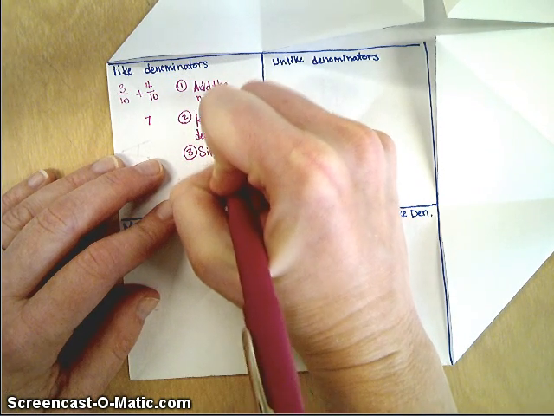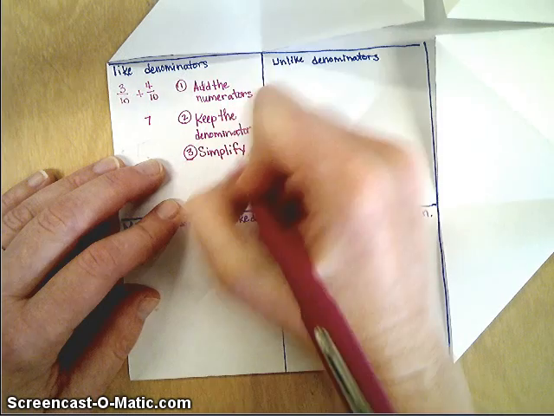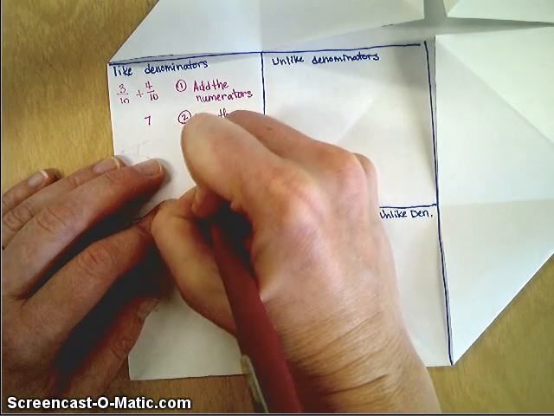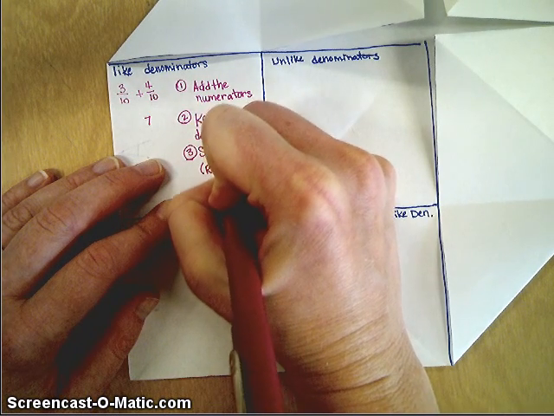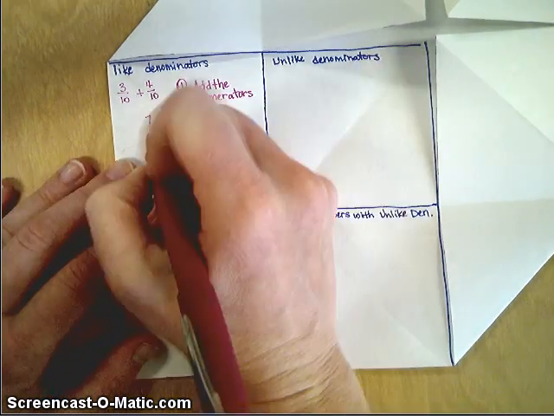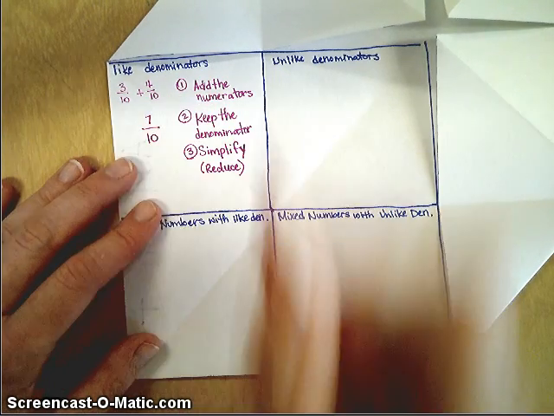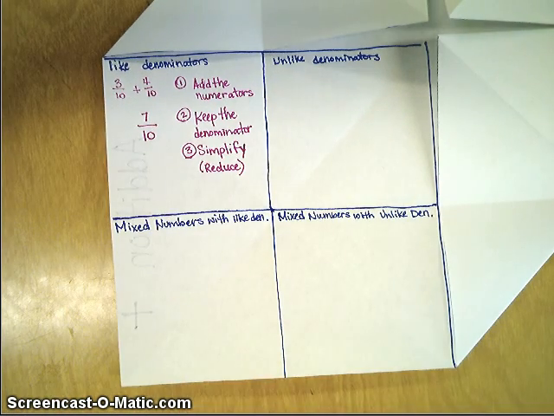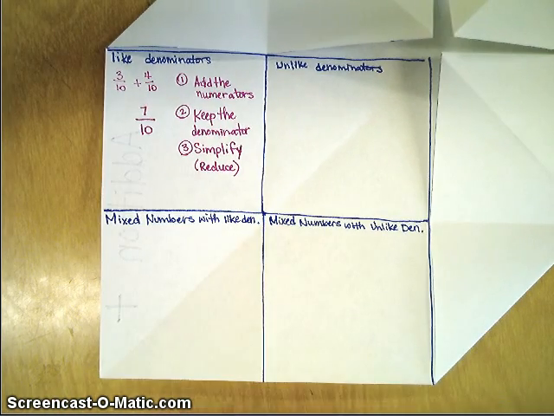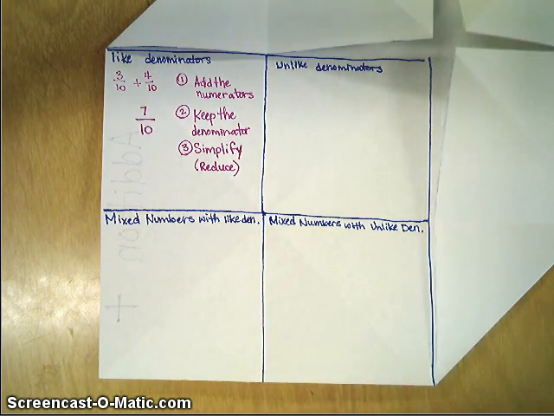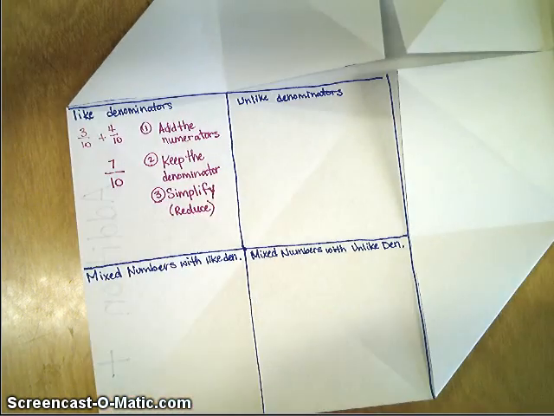Simplify, or some of you may be more familiar with the word reduce. Okay, so we've got 7 over 10 here. That will not simplify. They do not share any common factors. It is, in fact, in lowest terms. So we cannot do anything else to that particular problem.